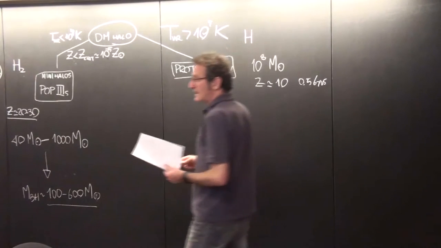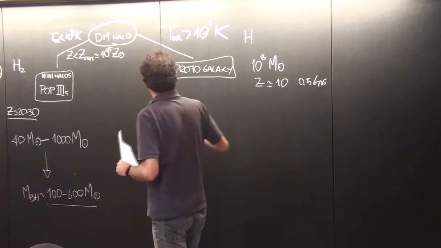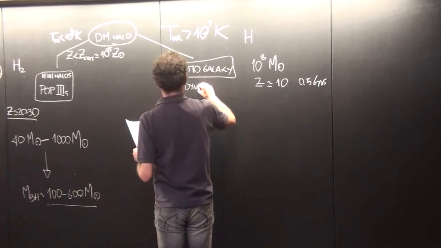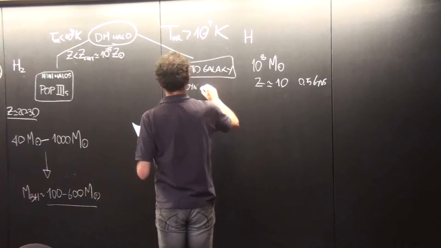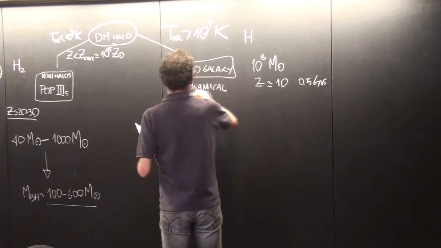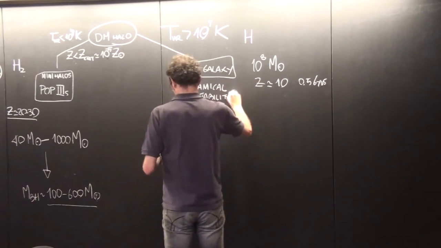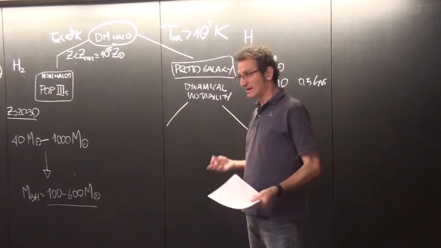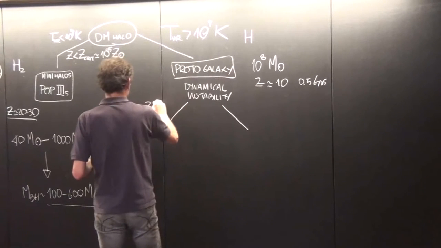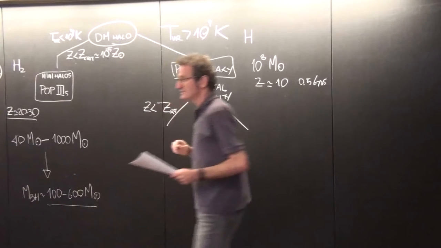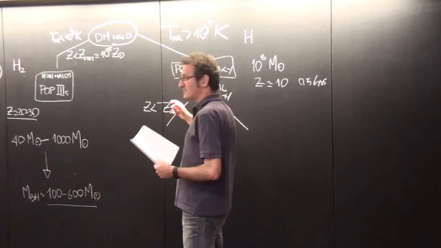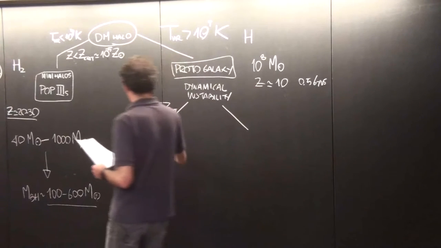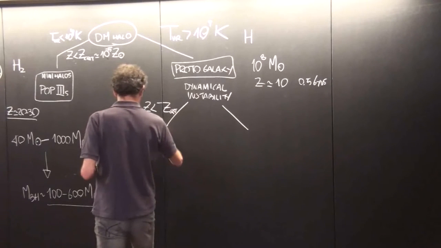Okay. We have the protogalaxy, then we invoke something that I'm not an expert in, which is some kind of dynamical instability, which is the catch-all for everything. Instability in the halo. And then we have two different routes, which depend on the metallicity. Let's start with the small metallicity, which is less than the critical metallicity. In this case, if the metallicity is low, the cooling of the gas is not very effective, and we can avoid fragmentation of the gas.